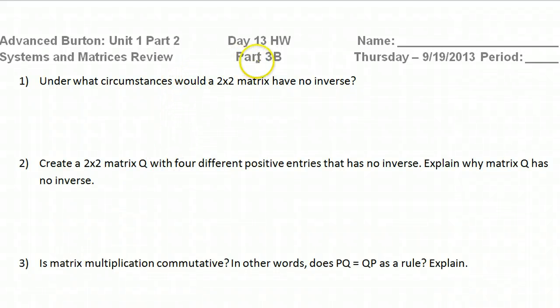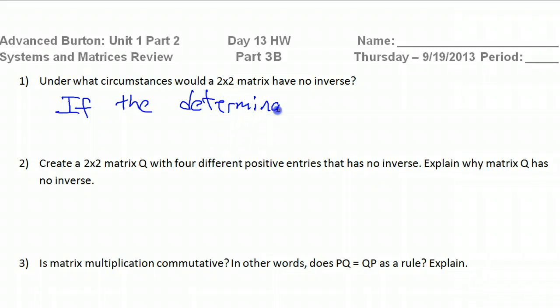Okay, this is part 3 of our review on systems and matrices. Under what circumstances would a 2 by 2 matrix have no inverse? Well, that would happen if the determinant, maybe I should put this in words, if the determinant was 0. Okay, if the determinant is 0, there is no inverse.